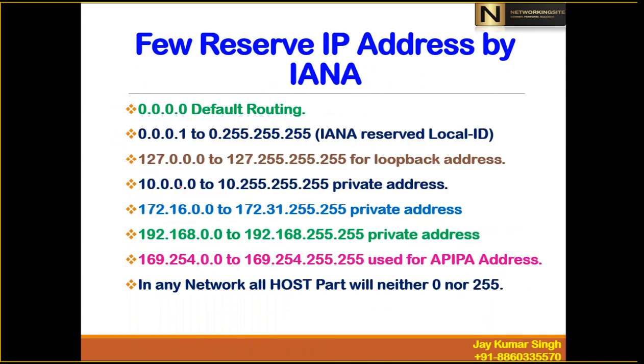These are some reserved IP addresses. 0.0.0.0 is for default routing, 255.255.255.255 is reserved by IANA for its local use. 127 is loopback. The 10, 172 and 192 ranges are private, for your private IP addressing. This is APIPA, and this I already told you, the host part cannot be all 0 and cannot be all 255.